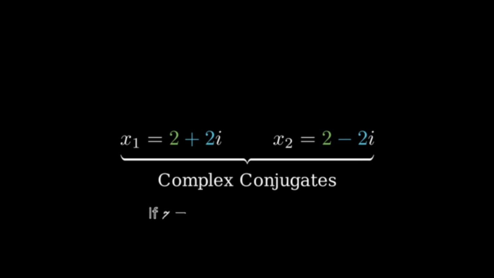Formally, if we have a complex number z equals a plus bi, its conjugate, denoted as z with a bar over it, equals a minus bi. The conjugate has the same real part but the opposite imaginary part. This property is crucial in various applications of complex numbers, from signal processing to quantum mechanics.